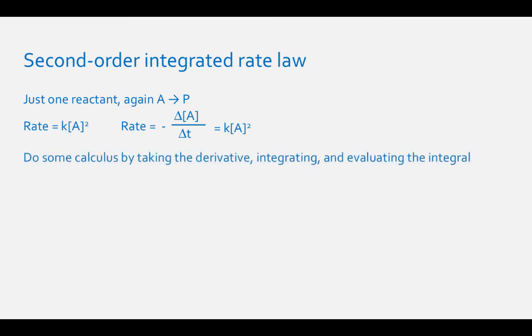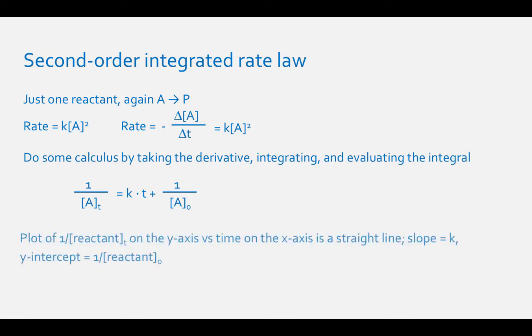Again, do some calculus by taking the derivative of this equation, integrating it, and then evaluating the integral, and you come up with the equation: 1 over the concentration of A at some time equals K times time plus 1 over the initial concentration of A.